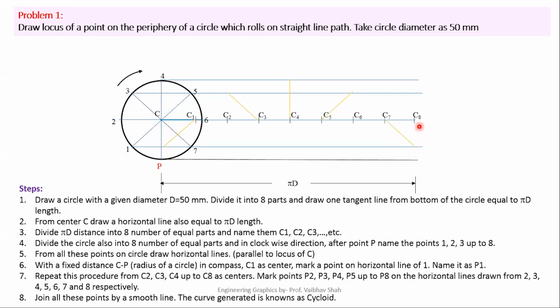And after that, the final point, C8, we have to cut the line of 8, which is nothing but your tangent line. So this is the point number 8's line, which is your tangent line. So you have to cut this line somewhere here. You have cut this line. So these are nothing but our points.